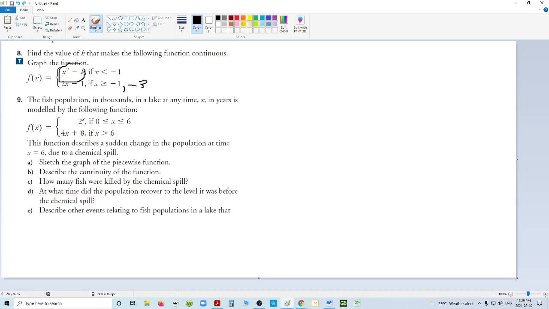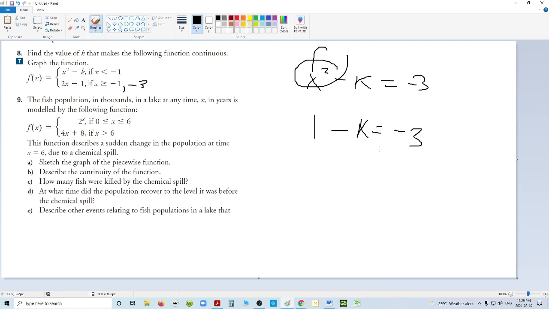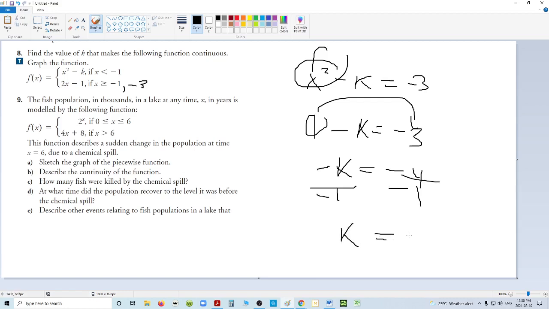Since I have a partial formula for y, it's x squared minus k, I know that's going to equal a y of where I want to end, minus 3. I'm trying to solve for k. You might say, well, we don't know x either. Sure we do. It's where it ends, minus 1. So what's minus 1 squared? It's 1 minus k is equal to minus 3. Let's take this 1 to the other side. I get minus k is equal to minus 4. Divide both sides by minus 1, and I get k is equal to 4. Therefore, for this to be continuous, k must be 4.